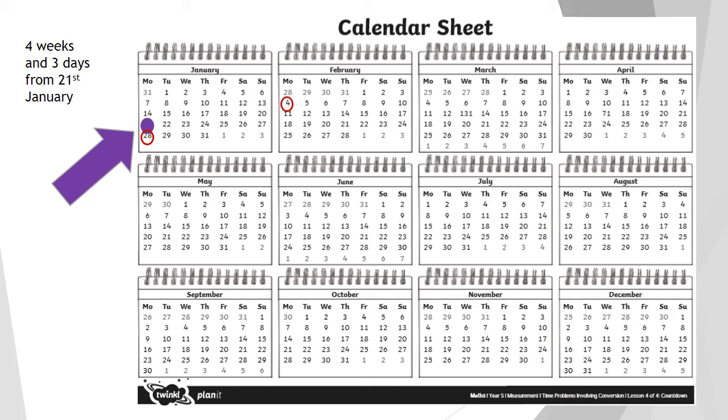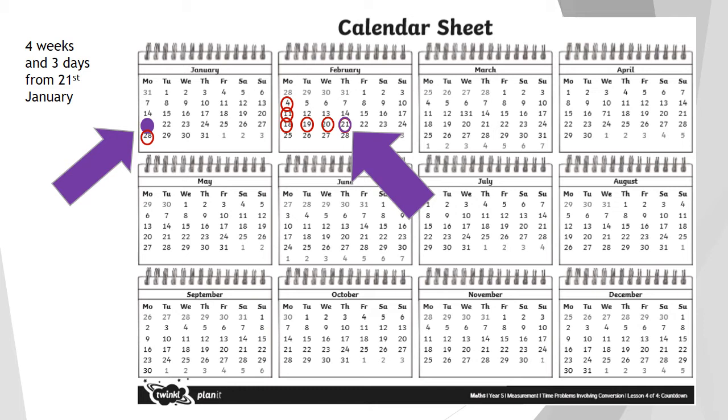So we go to the 4th of February: 28th of January, 7 days later is the 4th of February. Add another 7 days to that, and you get the 11th of February, then the 18th of February. Now we've done 4 weeks from the 21st of January. But we also need to count 3 days. So we start to go across. 1, 2, 3. What date are we on? That's right. We are on the 21st of February. So 4 weeks and 3 days later than the 21st of January is the 21st of February.